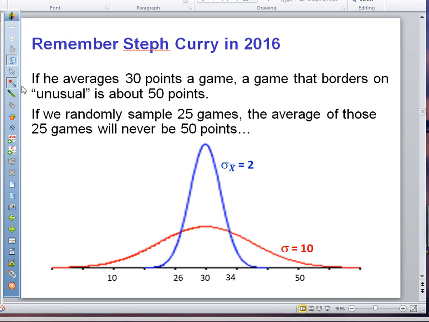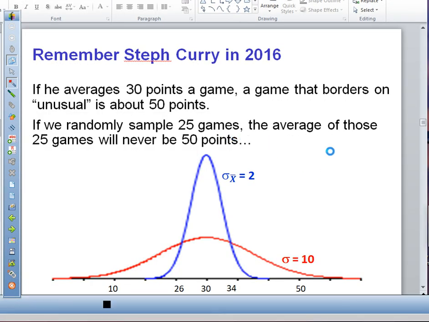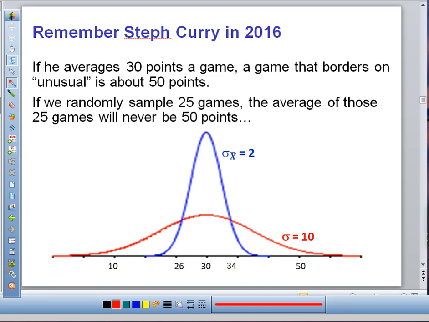And this is just me reminding you that for a sample, your standard deviation is going to be a lot smaller. It's going to be sigma X bar, sigma over square root of n, because here this red curve is just a single game. If you take a compilation of all single games, this would be the distribution. So if you randomly picked a game, unusual might be a couple standard deviations.